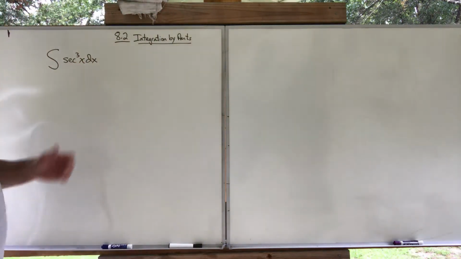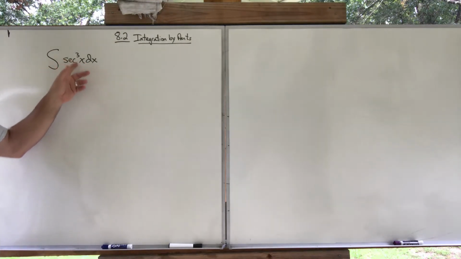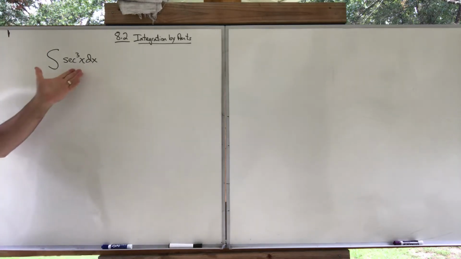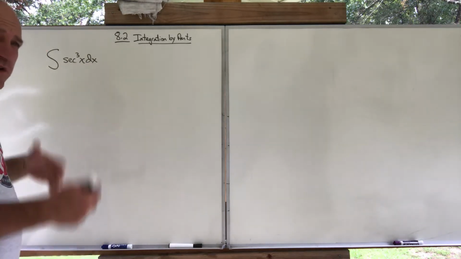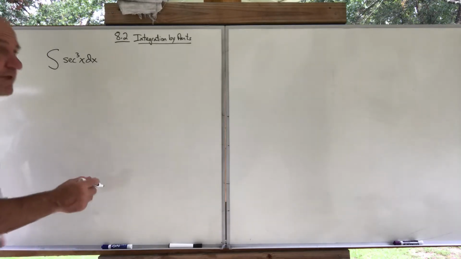So this is an integral of secant cubed x dx, okay? And so it's a trig integral, of course, but we're going to use integration by parts and something interesting happens. So let's learn how to do this.